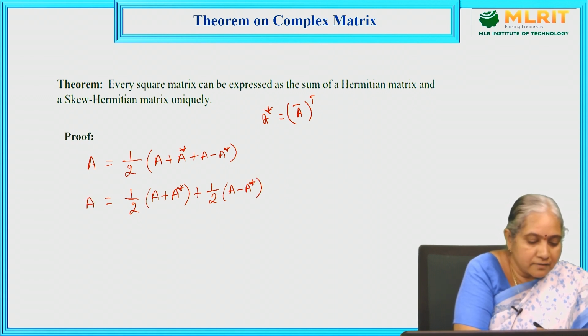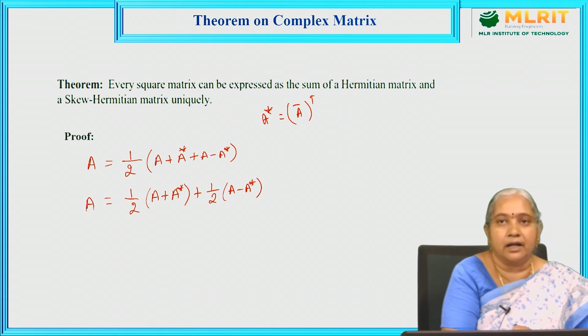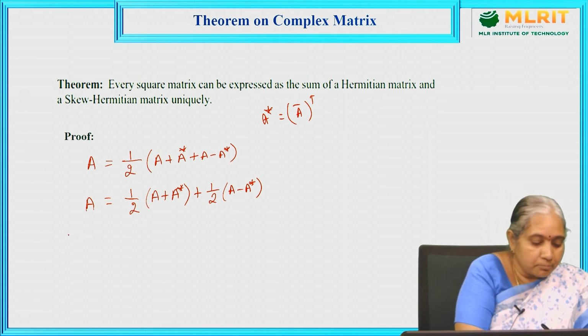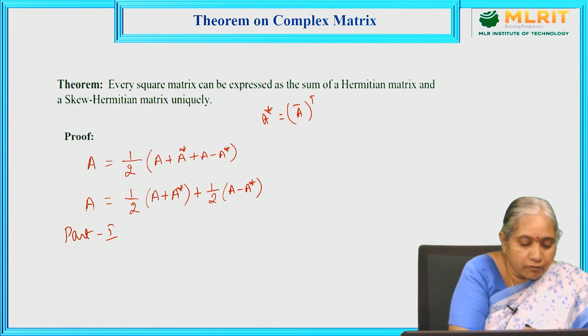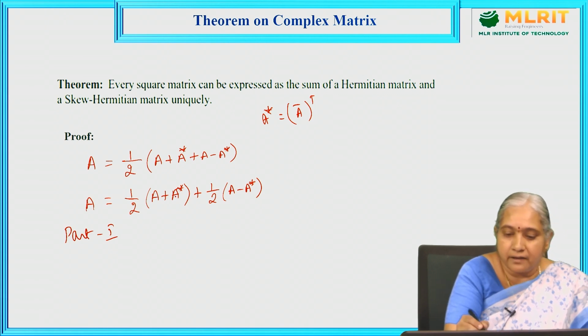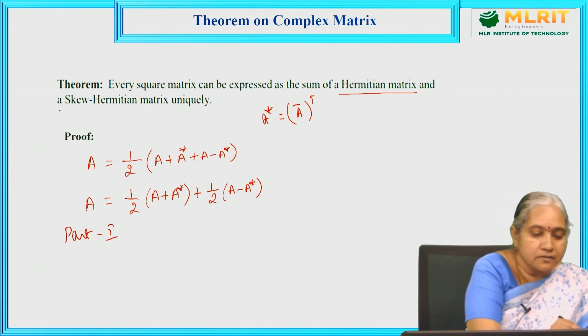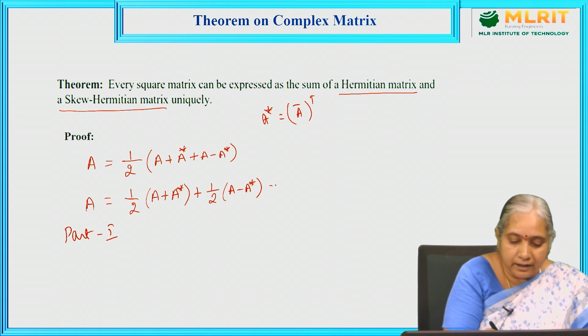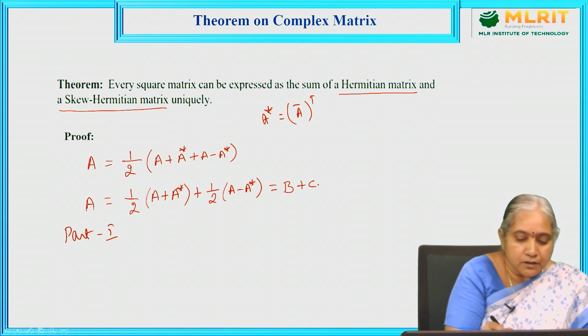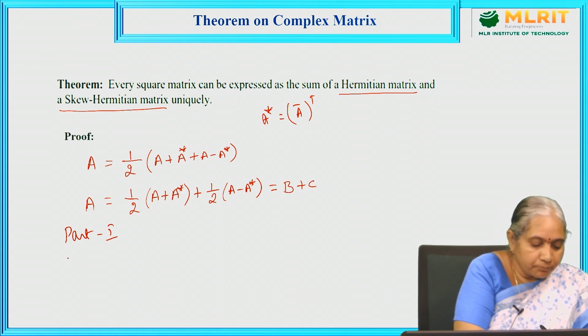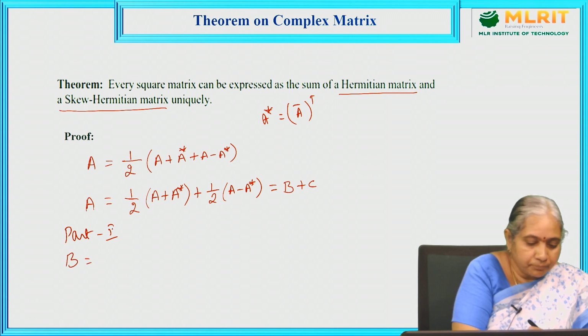So the matrix A we defined like this. Now we have to prove part 1: to prove that 1/2 (A + A*) is a Hermitian matrix and 1/2 (A − A*) is a skew Hermitian matrix. Let us denote these matrices as B and C, where B equals 1/2 (A + A*).